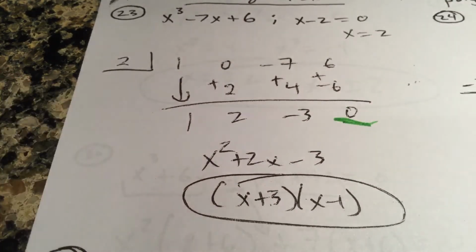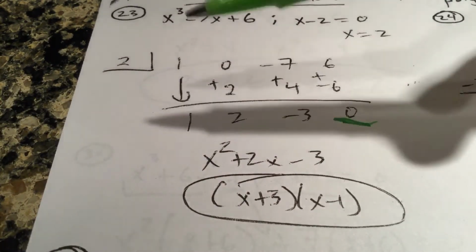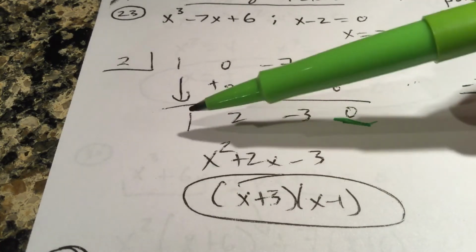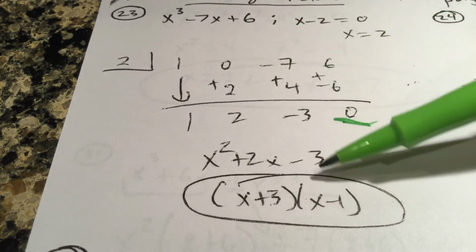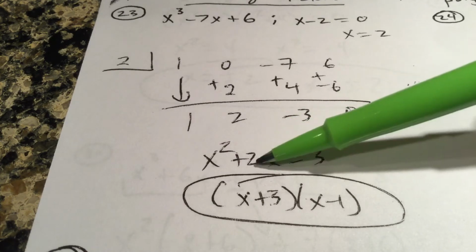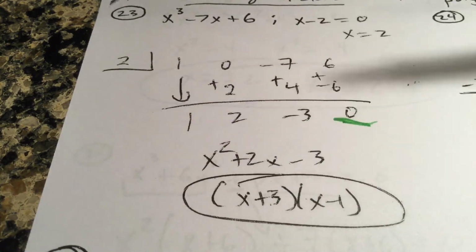I've told you something's a factor, so it goes in cleanly. What does 1, 2, -3 stand for? 1x squared plus 2x minus 3. How does that factor? What multiplies to 3? Differs by 2. +3 and -1. That is your actual answer.